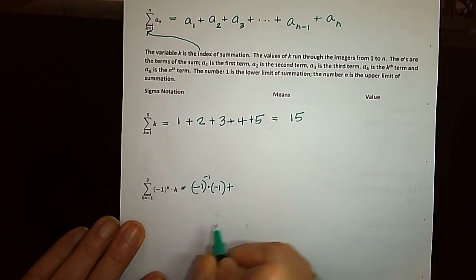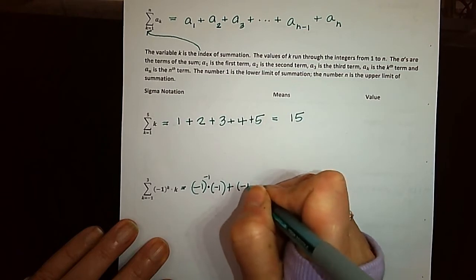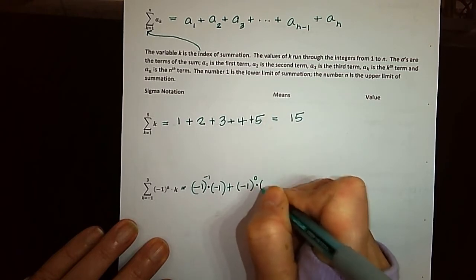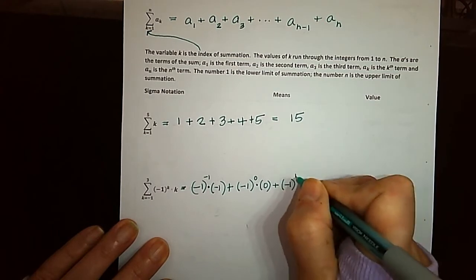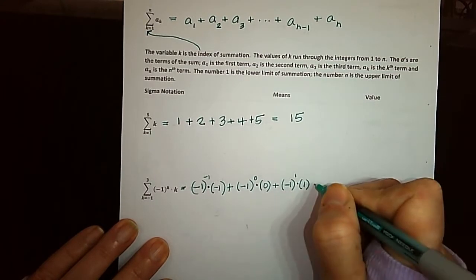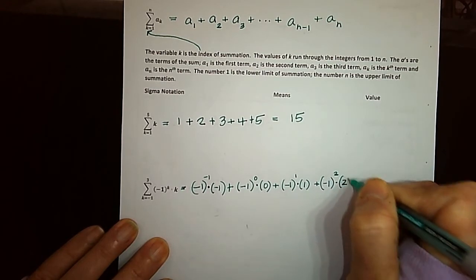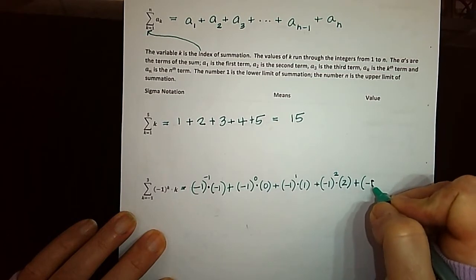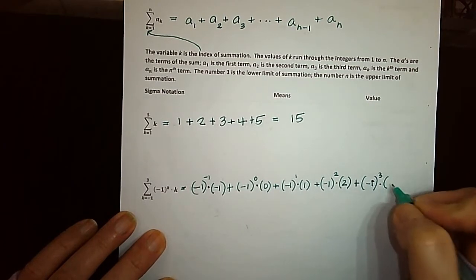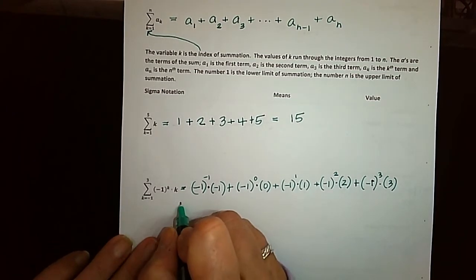If we continue in order through the integers, my next one would be 0, so I'm going to get negative 1 to the 0 times 0. Then we're going to add to that negative 1 to the first times 1, plus negative 1 to the second times 2, and I'm supposed to go up to 3, so plus negative 1 to the third times 3. So now we've got to figure out what each one of these terms are.